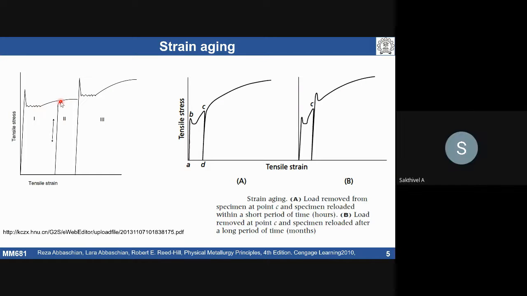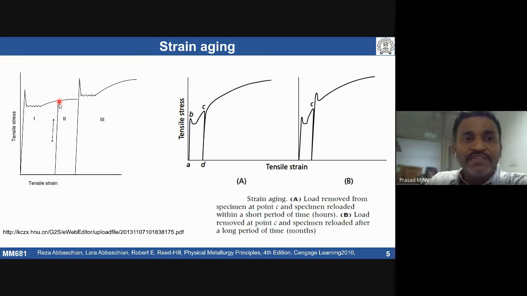Sir, in case number 2, if you stop the experiment after yielding, then cool it for some period and conduct the experiment once again, will the yield stress increase, sir? No, the yield stress will not increase, because the stress has already increased here. There will be only a very slight change. If you reload it immediately, we don't see any significant change in the yield stress of the material.